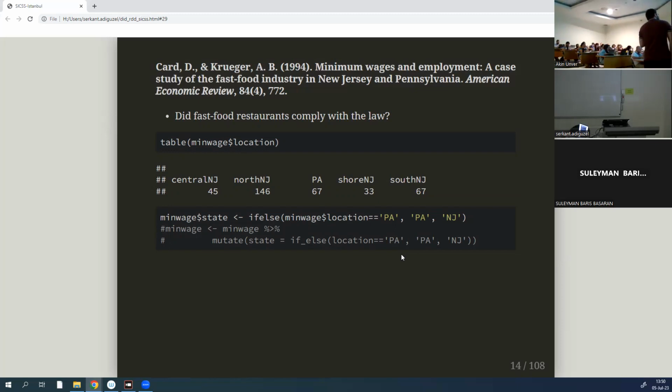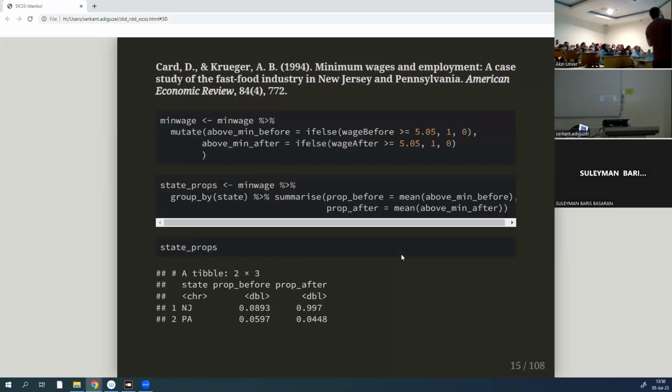So I'm just creating the state variable. I'm just combining the New Jersey locations into one, all right? Now that I have this state variable, I'm just grouping by state and then looking at the share of restaurants that comply with the law before and after.